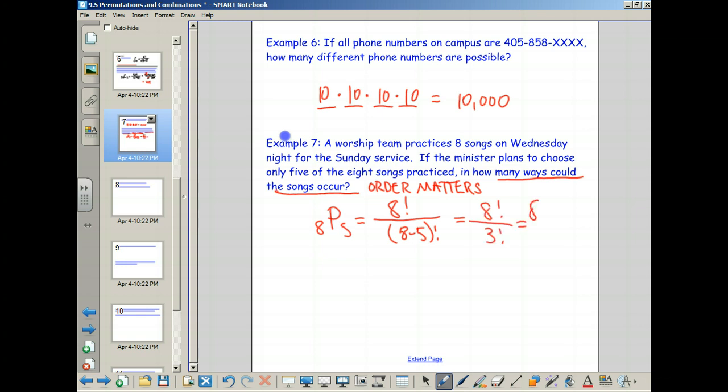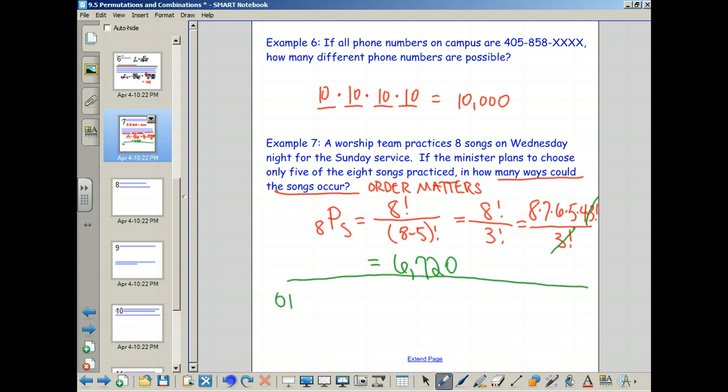If I write this out, it would be 8, 7, 6, 5, 4, and I'll stop at 3 factorial, just enough room on my screen, with the 3 factorial at the bottom. And I multiply 8 times 7 times 6 times 5 times 4. That's 6,720. This is one way to do the problem. Let me tell you another way.